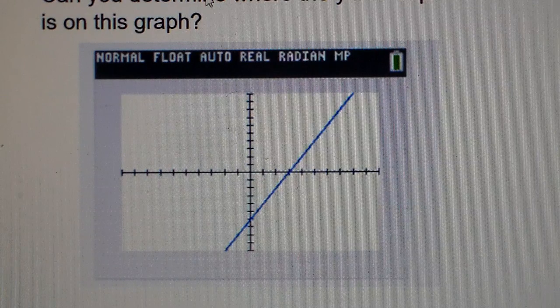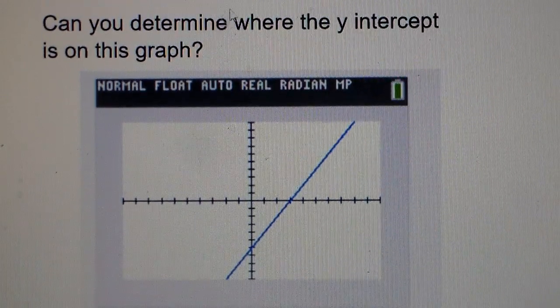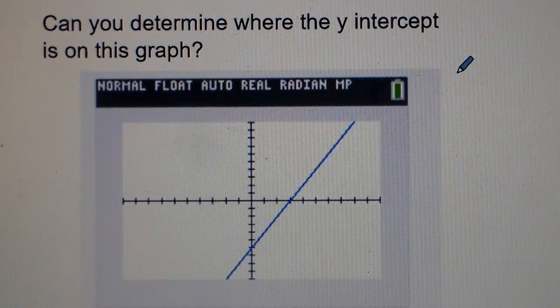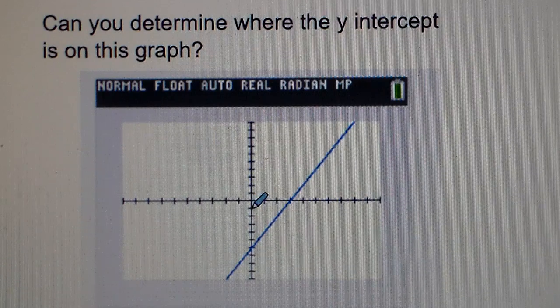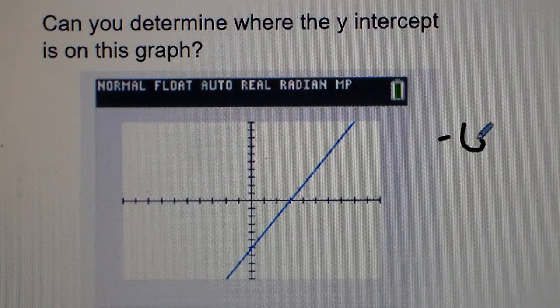This one here. See if you can do it on your own first. 1, 2, 3, 4, 5, 6. It's at negative 6. Our y-intercept is at negative 6.